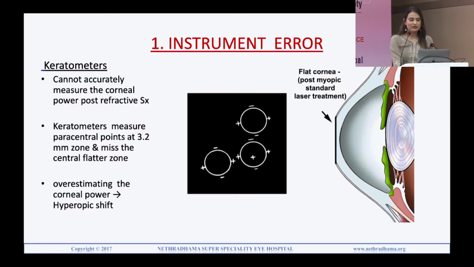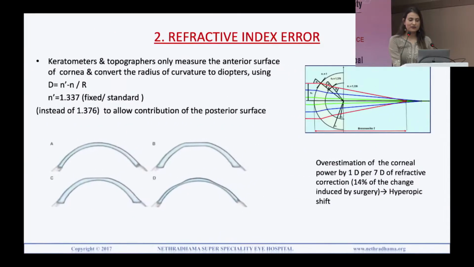Instrument error: the problem with using keratometers in post-LASIK cases is that they measure the paracentral points at 3.2 millimeter zones and miss the central flatter zone. The maximum change in corneal curvature occurs in the center due to refractive surgery, be it any type. So the central data is extrapolated and not accurately measured, and the power is overestimated, which leads to a hyperopic shift.